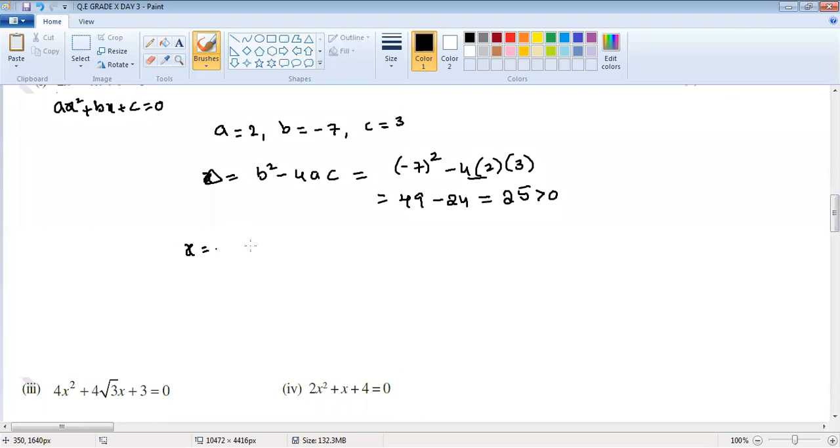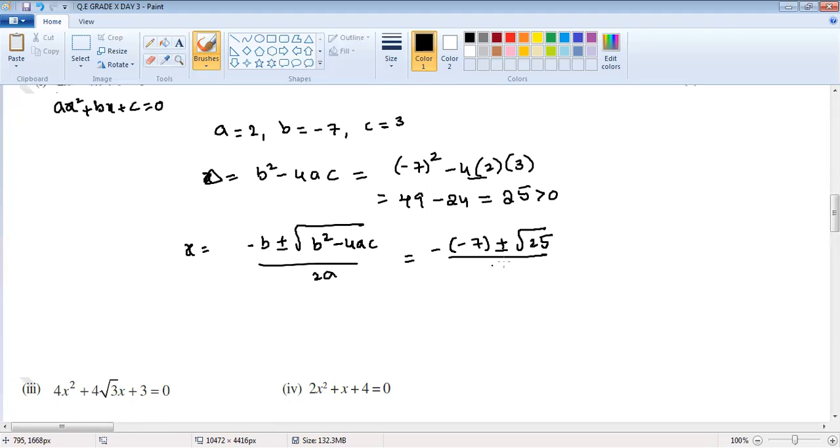So the formula is x is equal to minus b plus or minus root over b square minus 4ac, divided by 2a. Then minus b, minus of minus 7, plus or minus root 25 by 2 into a for 2. Then what you can write? Minus of minus 7, 7 plus or minus 5 divided by 4. Are you understanding?